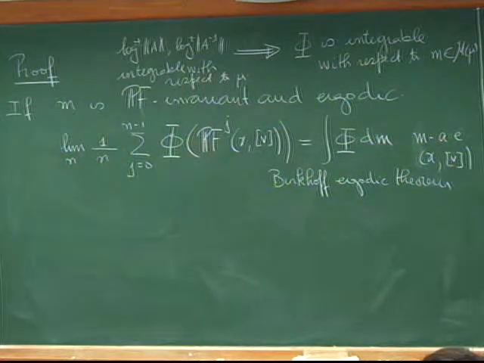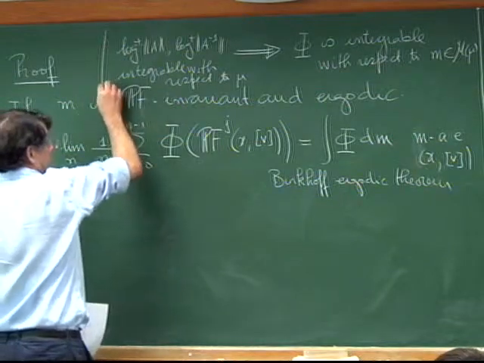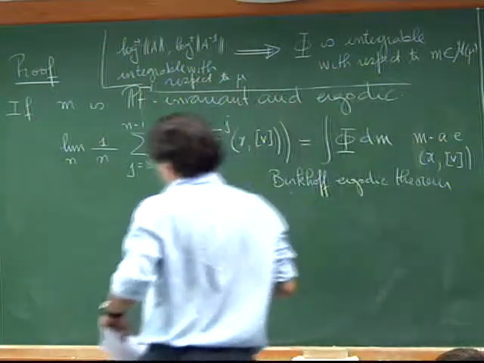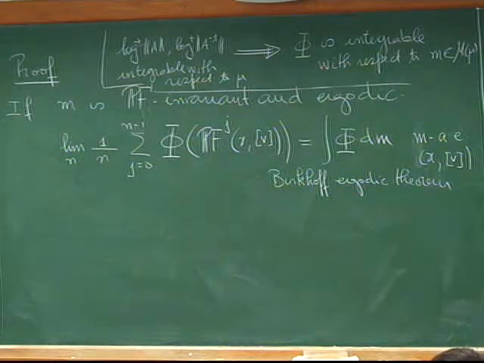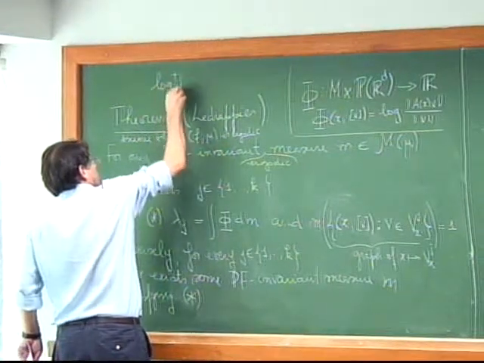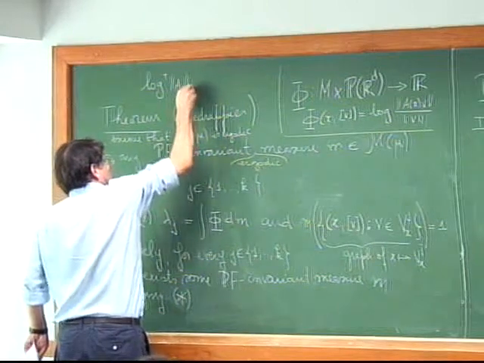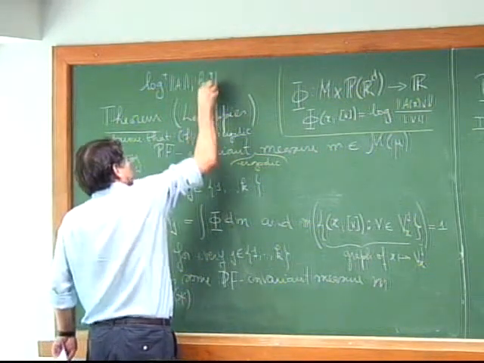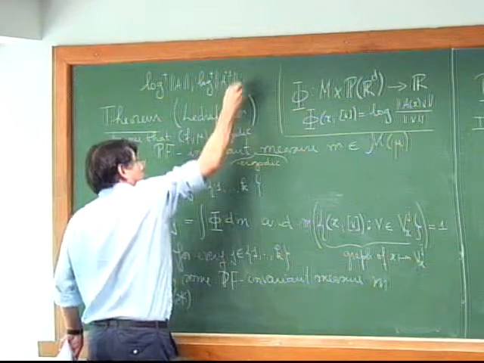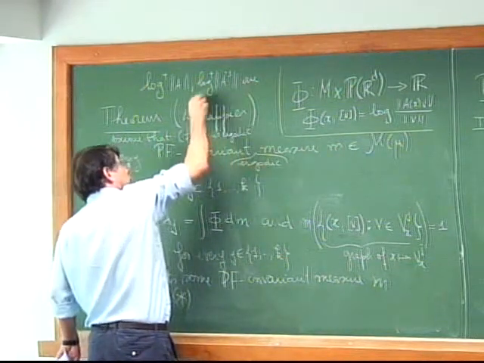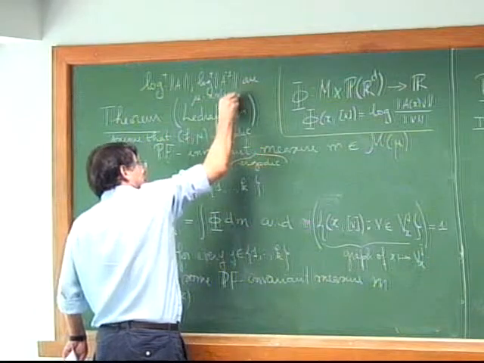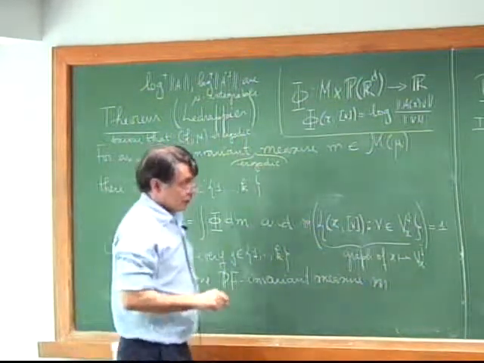And this is very simple. If you look at the expression of phi, you see that it is bounded by log of the norm from above and bounded by the log of the conorm from below. So it is in between. So this is a simple observation. And I didn't say it, but I always assume that log plus of A and log plus of A inverse are integrable with respect to mu. Okay.